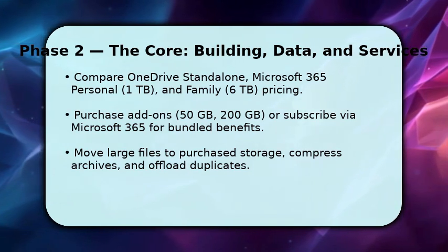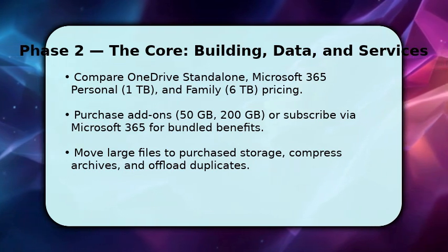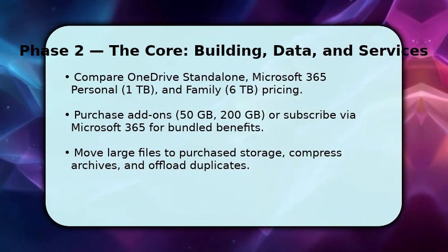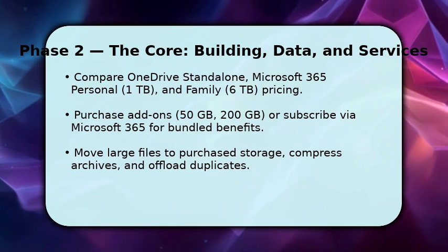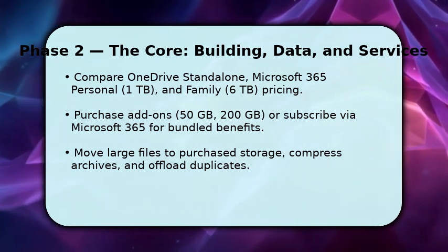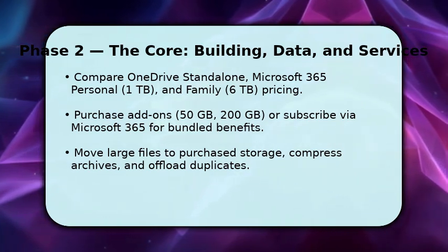Compare OneDrive standalone versus Microsoft 365 personal or family subscriptions. Personal gives 1 TB, family gives shared 6 TB. Once chosen, buy the plan or add a 50 GB/200 GB boost from account settings. Microsoft 365 also adds Word, Excel, and Outlook benefits.